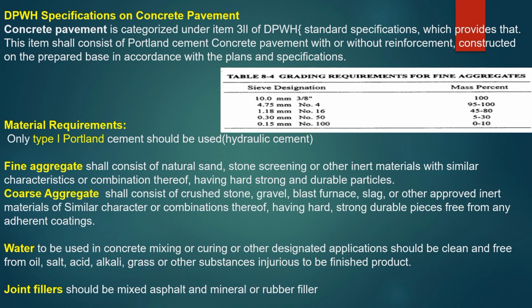The other one is the coarse aggregate. Coarse aggregate shall consist of crushed stone, gravel, blast furnace slag, or other approved inert materials of similar character or combination thereof, having hard, strong, durable pieces free from any adherent coatings. So, what do you mean by that?